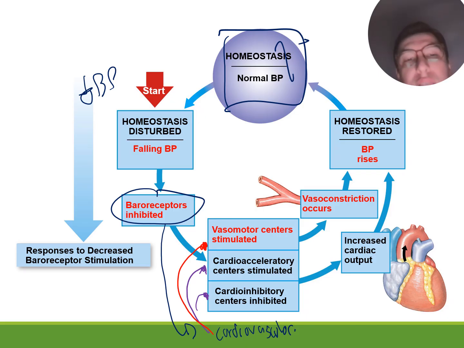Because we have a decrease in input from those baroreceptors, we want to increase blood pressure. So we're going to stimulate the cardioacceleratory. That cardioacceleratory is going to release epinephrine to the heart, and it's going to cause an increase in heart rate and an increase in force of contractility.